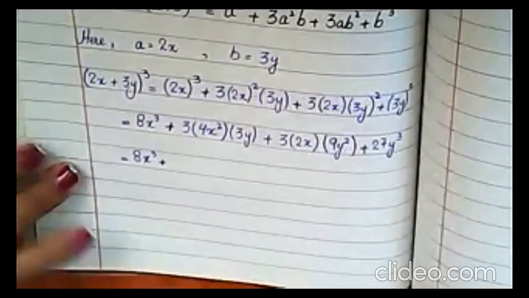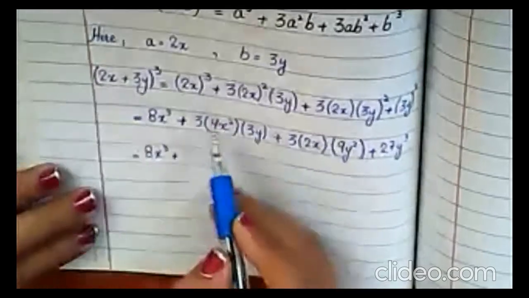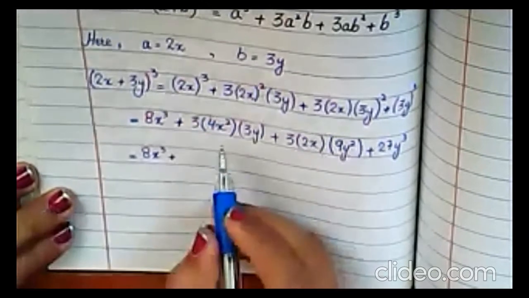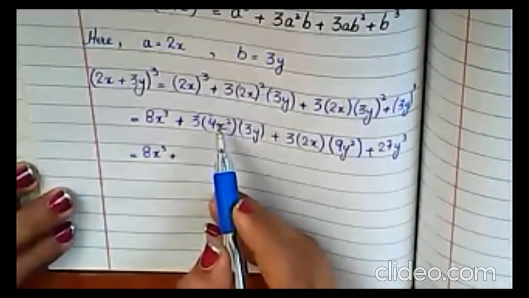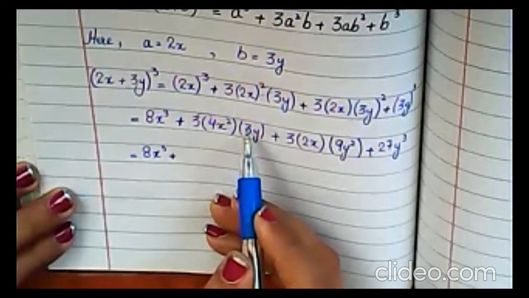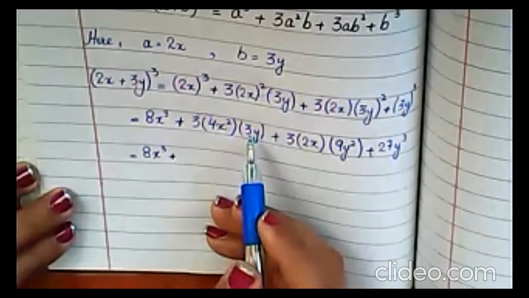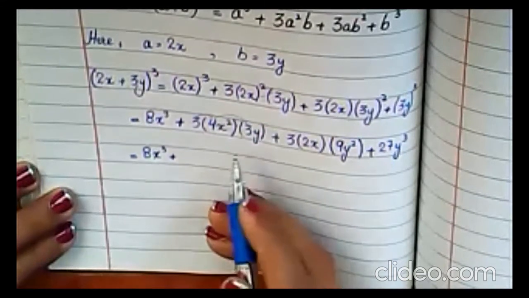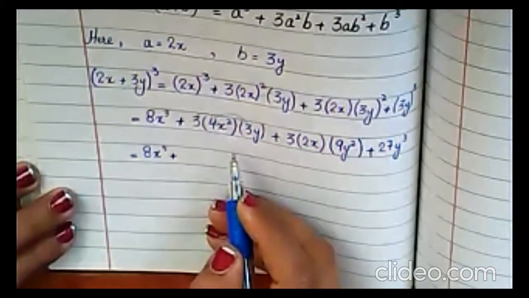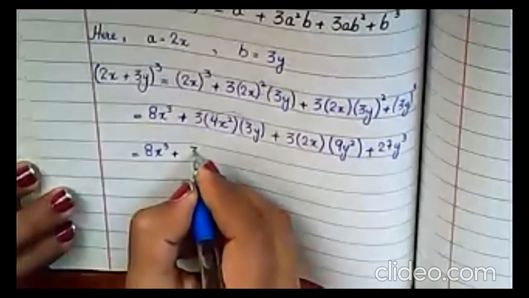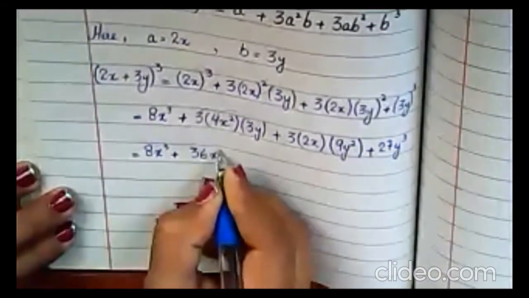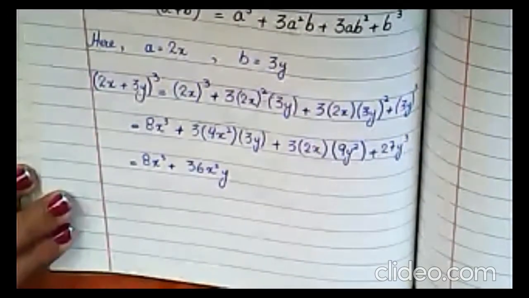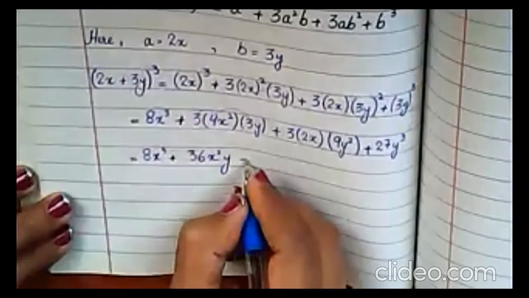Now, please tell me what will be the answer of this term. 3 multiplied by 4 is 12. 12 multiplied by 3 is, very good, Abdul Ahad. 3 multiplied by 4 is 12. 12 multiplied by 3 is what? Very good, Zimel. Your answer will be 36x square y. This will be your answer. Then next is this step.